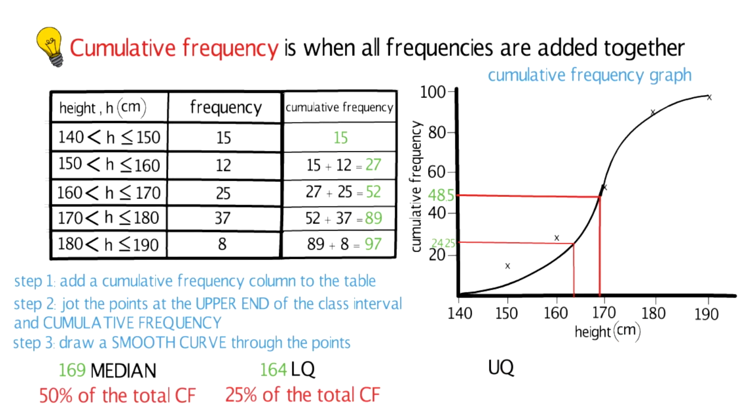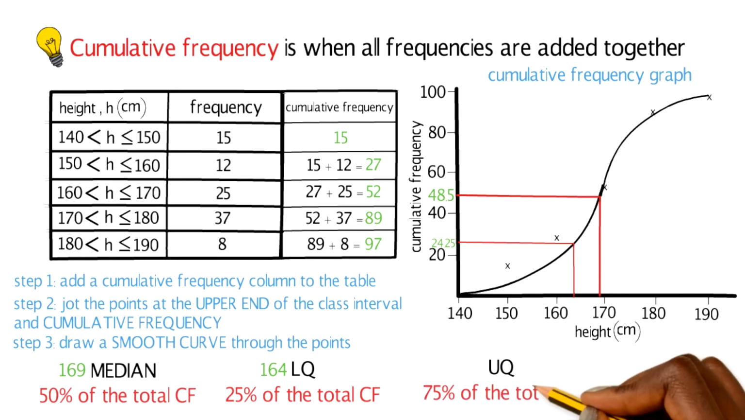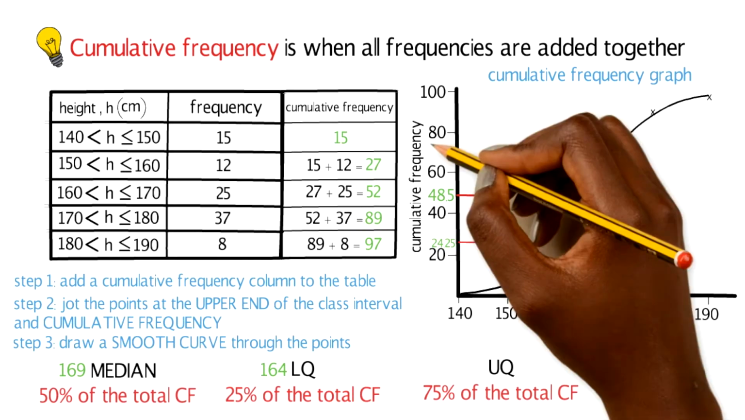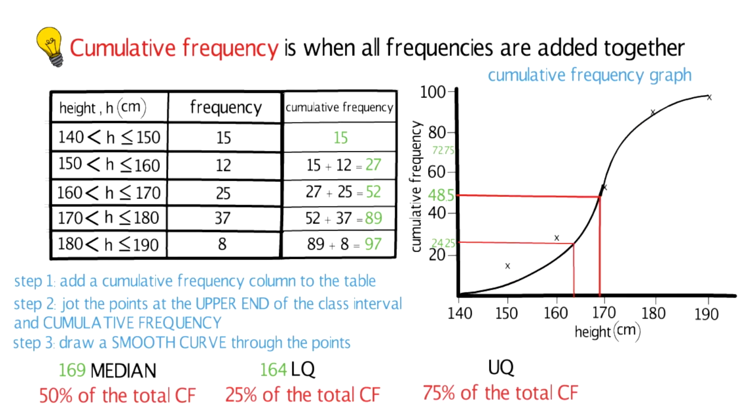For your upper quartile, it's going to be 75% of your total cumulative frequency, which would be 75% of 97. Draw a line across and then work out the value of that. So those are the three things that you can work out from these graphs as well. Now we're going to go into some practice questions to consolidate our learning. So example 1.